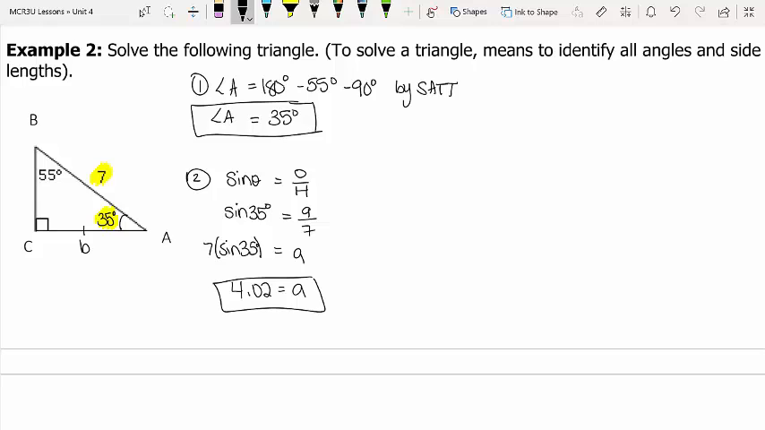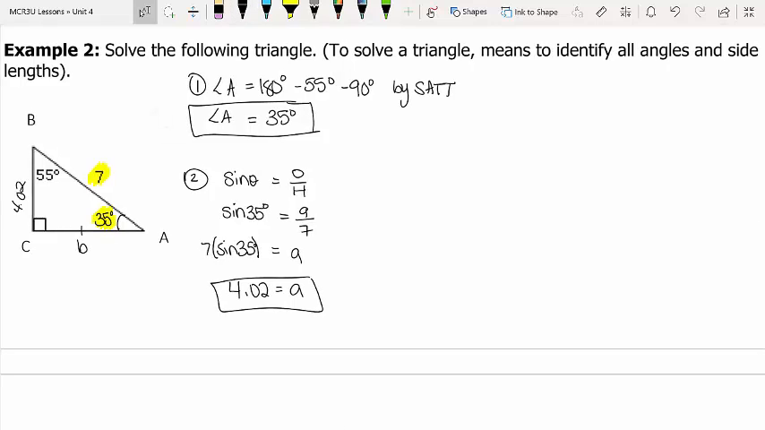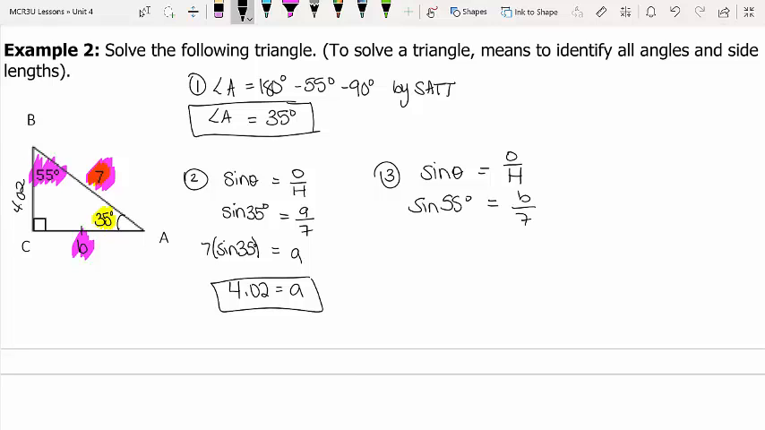We now know that the length of side A is 4.02 units. Now let's find side B. Again, there are many ways you could do this. I'll use the 55-degree angle for this one. B is opposite to that, and our known side is the hypotenuse, so I'll use sine of 55 degrees. Our length of side B is 5.73 units. Now we've solved our triangle because we have all the values for the sides and angles.